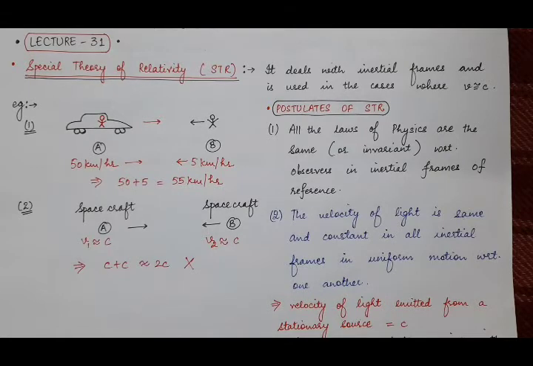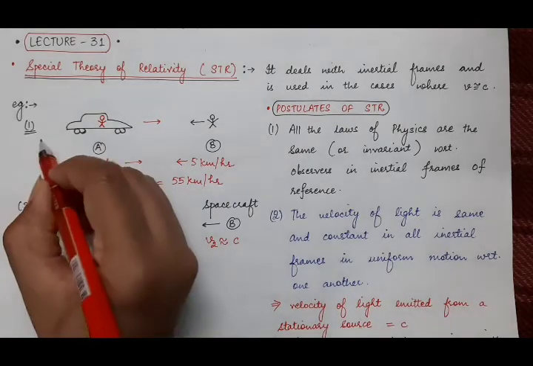When the velocities are very small compared to the velocity of light, at that time the Galilean law of addition of velocities, or the Galilean transformations, are applicable, like in case number 1.